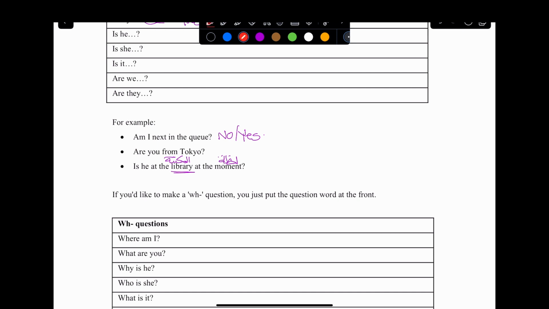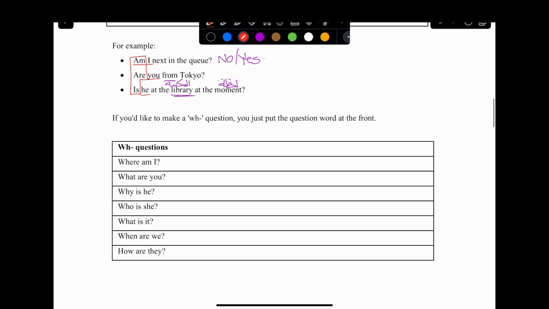وهنا كما تلاحظون am, are, is أتوا قبل ال subject قبل I، am I قبل you are you وقبل he is he. So نستخدم verb to be عندما نريد أن نسأل والإجابة تكون yes أو no. Okay.